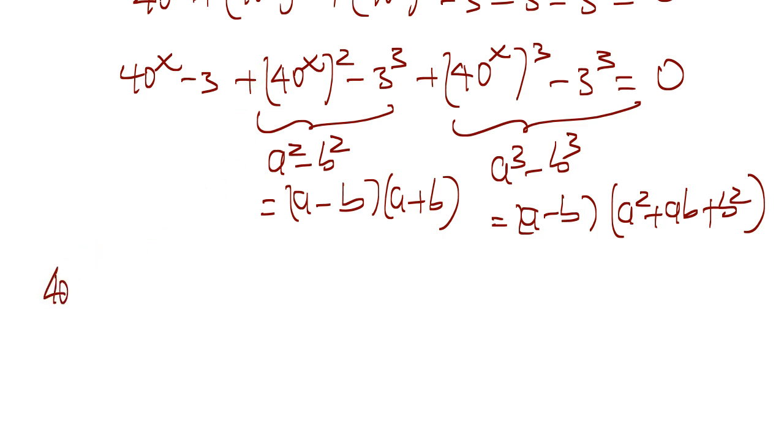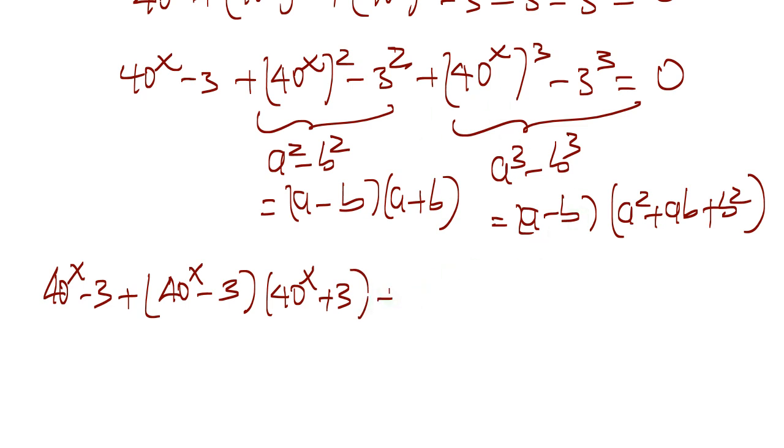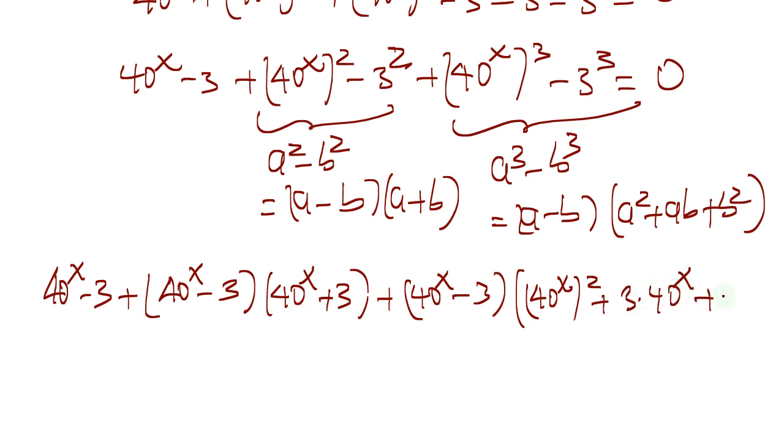So we have then 40 to the x minus 3 plus, and then this one will become... my apology, guys, this is not 3, this is 2. Okay, sorry. Now we're going to say that this is 40 to the x minus 3, which multiplies 40 to the x plus 3, and then this one here will be plus 40 to the x minus 3, which multiplies 40 to the x squared plus 3 times 40 to the x, and then plus 9, which is 3 squared, and then this is 0.